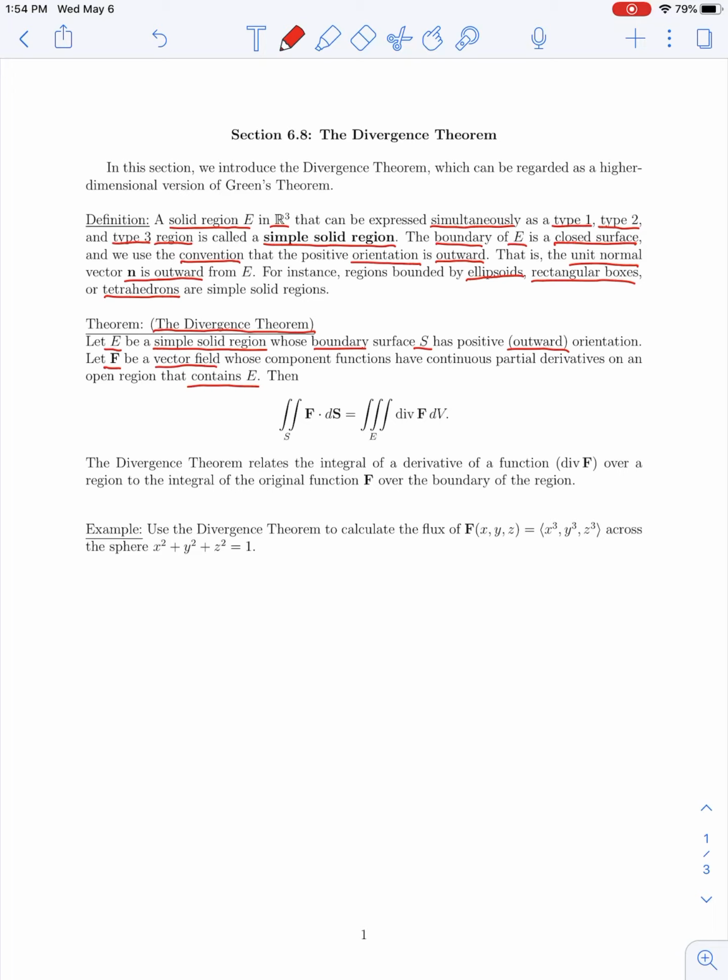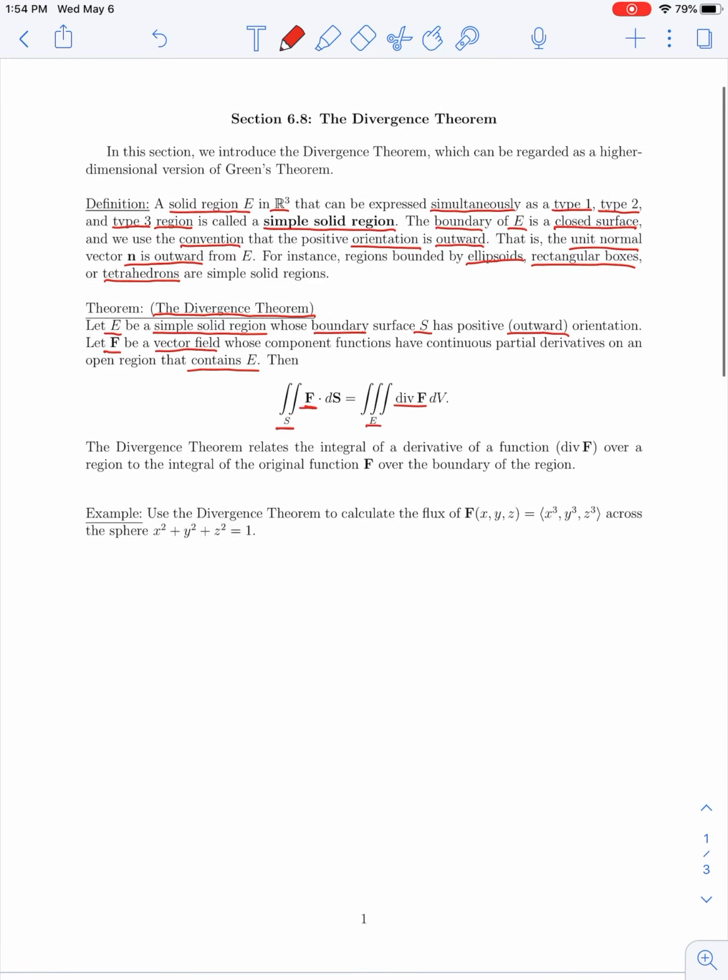Then the surface integral of the vector field F over the surface S, which is the boundary of our solid region, is equivalent to the triple integral over the solid region E of the divergence of that vector field with respect to volume. Again, the divergence theorem is giving a relationship between the surface integral of a vector field over a closed surface S in space and the triple integral over the solid region which is enclosed by that surface. Let's look at some examples making use of the divergence theorem.